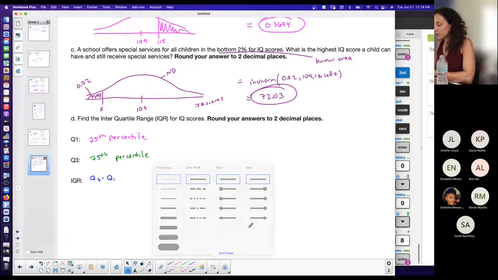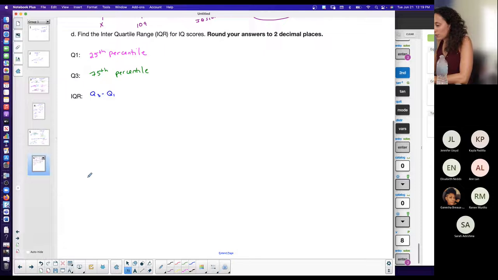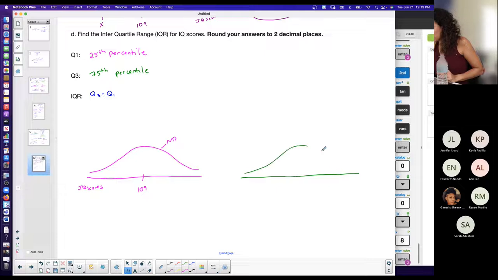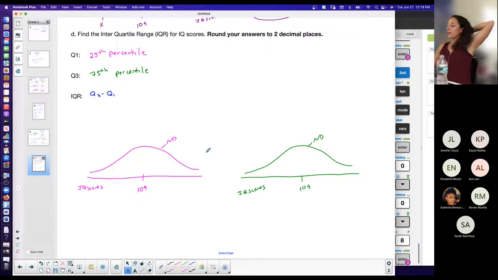So I'll draw them down here. I'll do two curves, one of them for Q1. I don't necessarily need two curves, but I'll do it. Normal distribution, the center was 109. These are IQ scores. I mean, with practice, you get used to this. You don't have to draw the curve every time, but I'm drawing it for you guys for your notes, just so you can see it visually what's happening. So IQ scores. On my pink one, I'm gonna do my 25th percentile or Q1. And then here I'll do my Q3, in green. And that's gonna give me my interquartile range.